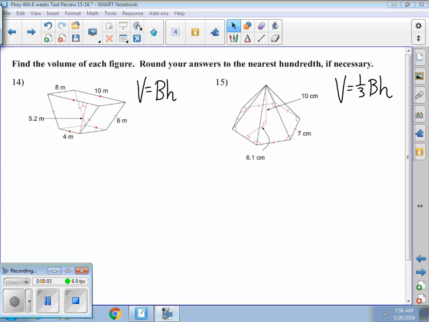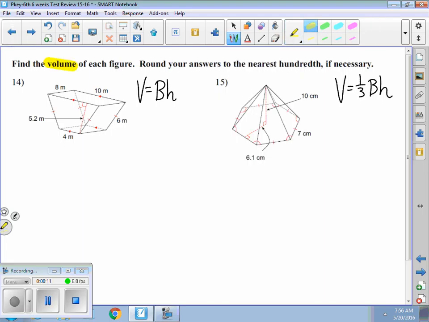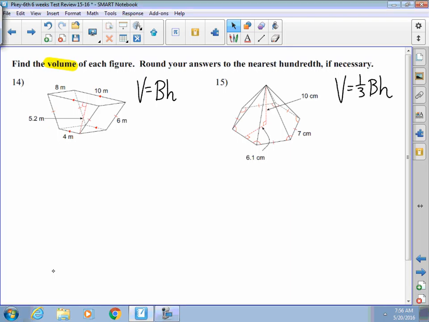Okay, for this section, they want us to find the volume of each figure. Round your answer to the nearest hundreds if necessary. Okay, so you're definitely going to see this shape again. This is a prism. It is a trapezoidal prism, okay?